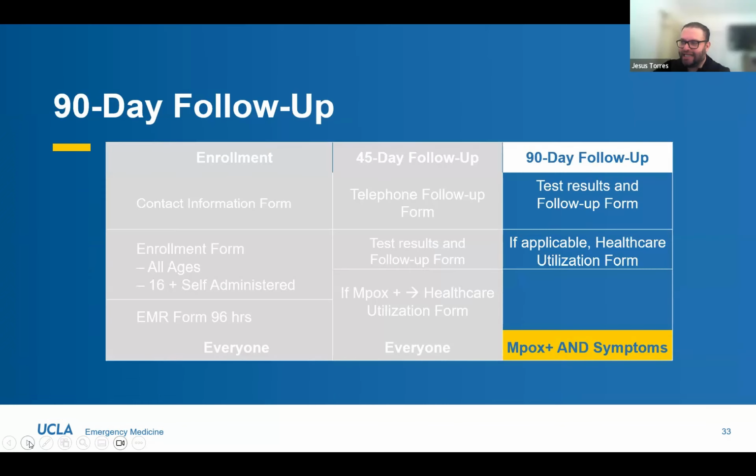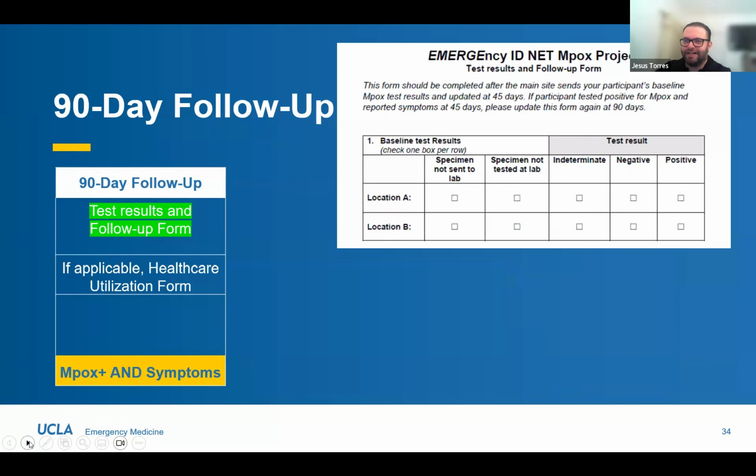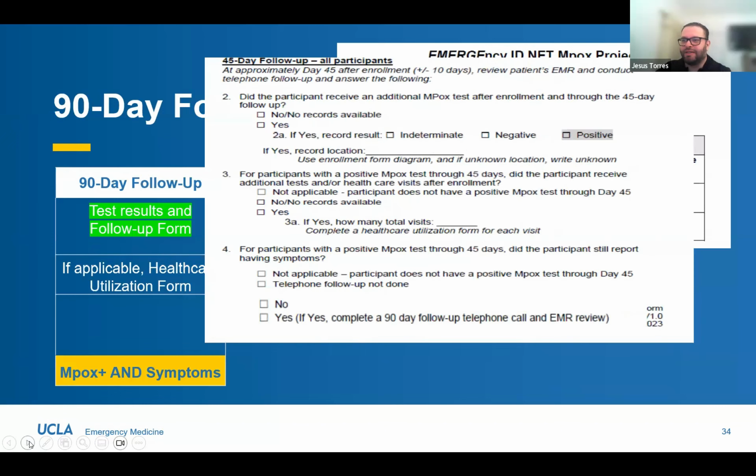Finally, day 90 follow-up. Very few people likely will fall in this category. Next. And next. A couple more times. Yeah, so this will be at day 45. There's a question in our enrollment, in our test results and follow-up form. Participants that are positive at day 45 and during that follow-up visit still experience some symptoms, then we're going to follow those to day 90.